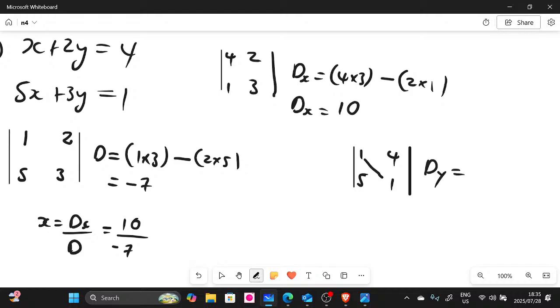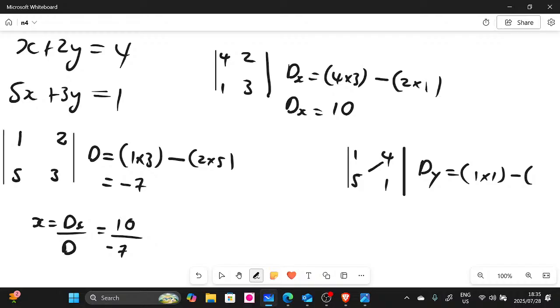So we multiply the first and the last, which is 1 multiplied by 1, and then minus. Let me create a little bit of space here, guys. And then we multiply 2 and the third, which is going to be 4 multiplied by 5. And then 1 minus 20, that's going to give us 19.